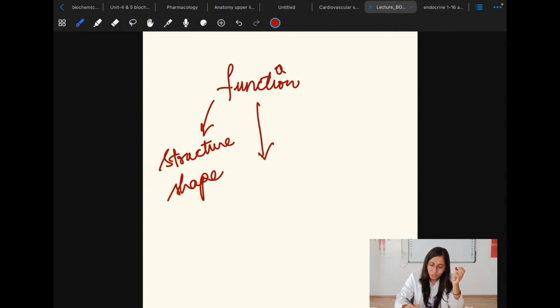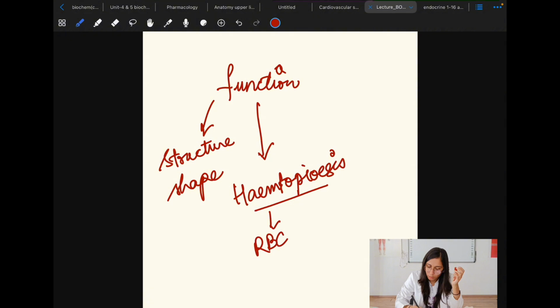Then another function of the bone is providing a process known as hematopoiesis. Hematopoiesis means RBC production. The basic function of the bones is RBC production. It means, like we know about the bone marrow, the red bone marrow, it helps in the RBC production.